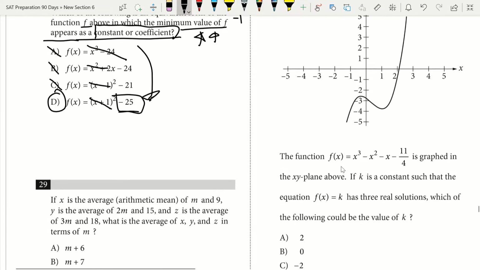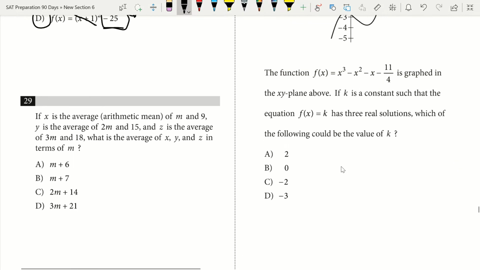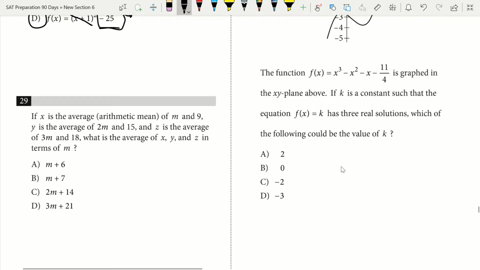All right, now we've got 29. If x is the average, the arithmetic mean, of m and 9, y is the average of 2m and 15, and z is the average of 3m and 18, what is the average of x, y, and z in terms of m? Well, this means that we're going to have to sum our x, y, and z terms and then divide them by 3, since that's how many terms there are.